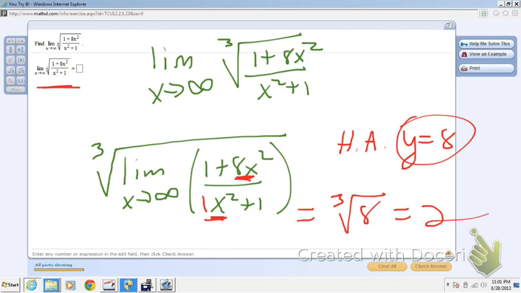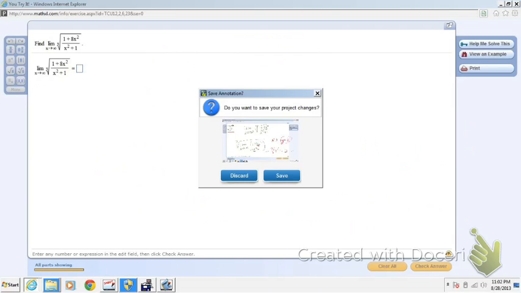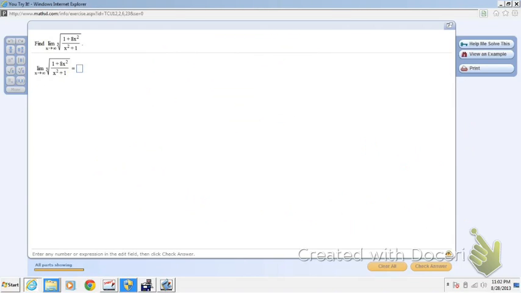Let's take a look. Yay. And again, I dodged the graph and calculator on that, but you certainly could do that. Now we're ready for 29.